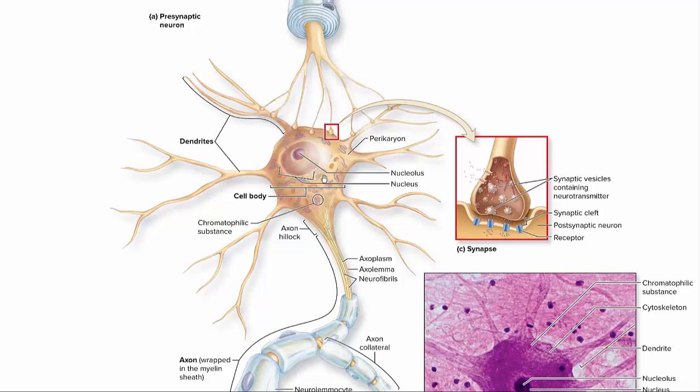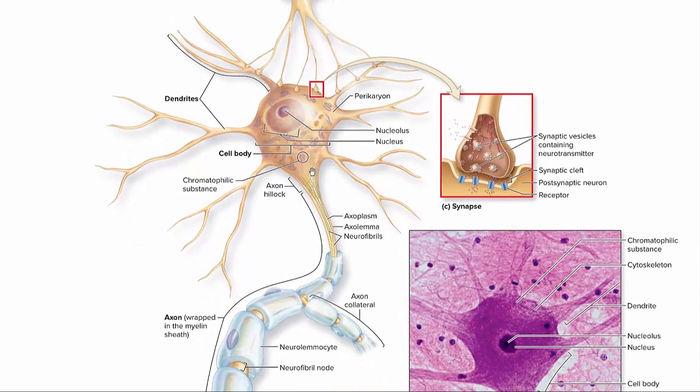What's the role of the nucleus? The role of the nucleus is that it houses DNA, which is the blueprint for your cells. Inside the nucleus, you have the nucleolus. Do you remember what the role of the nucleolus is? The role of the nucleolus is ribosome assembly. Remember, the role of ribosomes is protein synthesis.